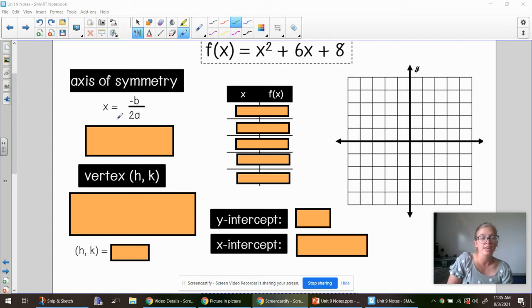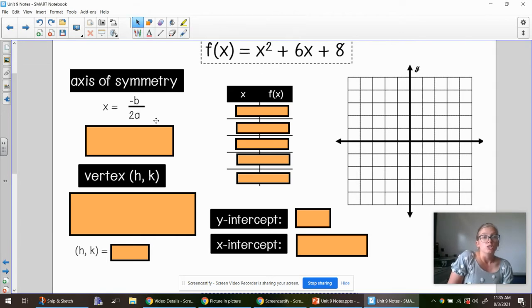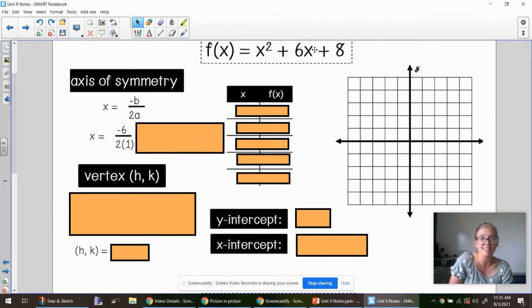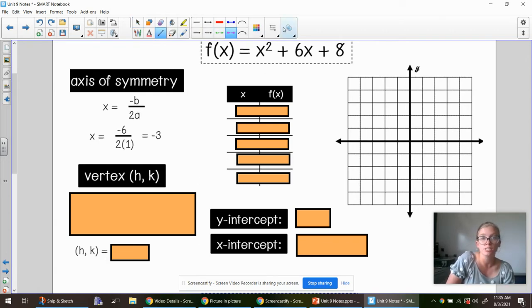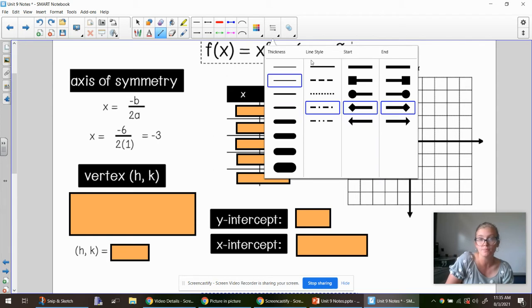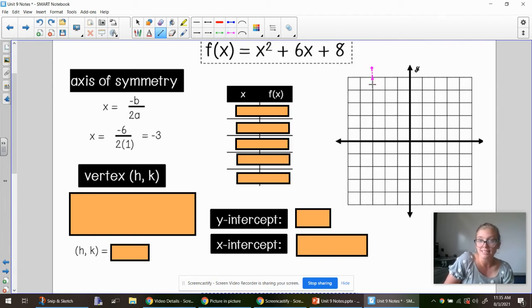So let's start with x equals negative b over 2a. So b is 6, so we know x equals negative 6. A is 1. Negative 6 divided by 2 times 1 is negative 3. So we already know that there's going to be an axis of symmetry at x equals negative 3. This purple line is going to be where the graph could reflect over.